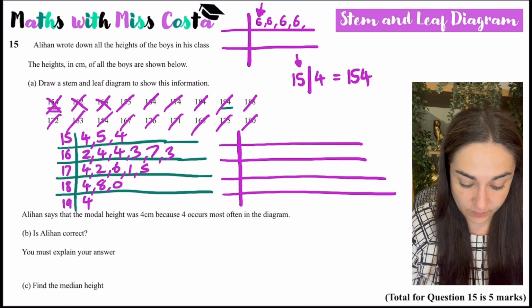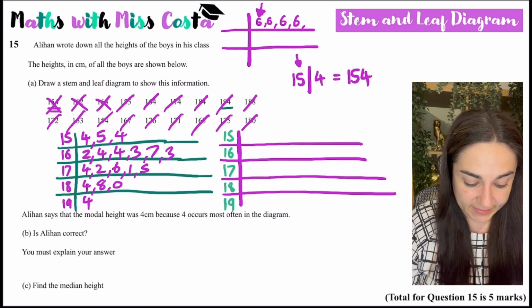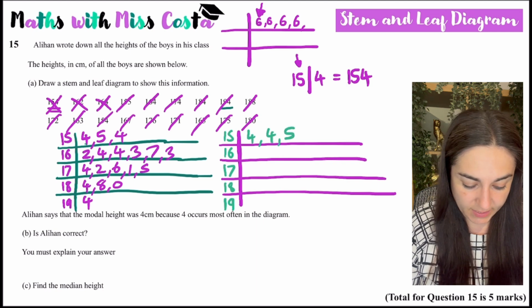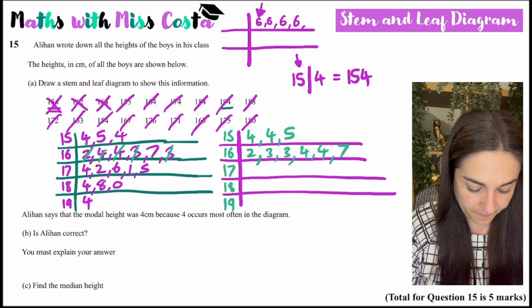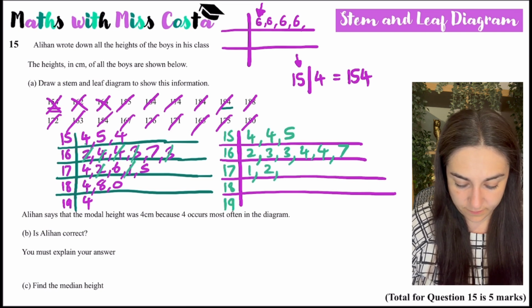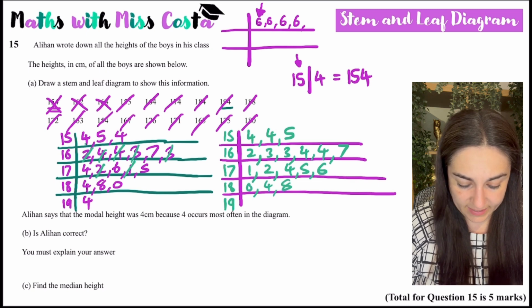Now what I can do is put it in order, because when you have a stem and leaf diagram, the whole point is that you want it ordered so you can easily compare the data. So I've got 4, 5, 4. So I'm going to write 4, 4, 5. And then I've got 2 3s, 2 4s, and a 7. Then I've got 1, 2, 4, 5, 6, 0, 4, 8, and 4.